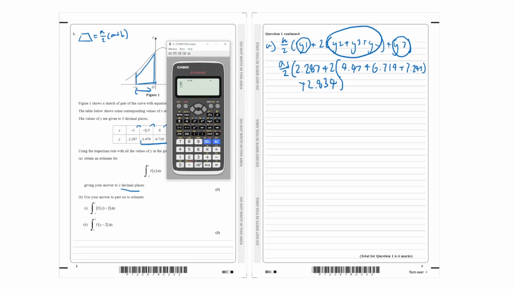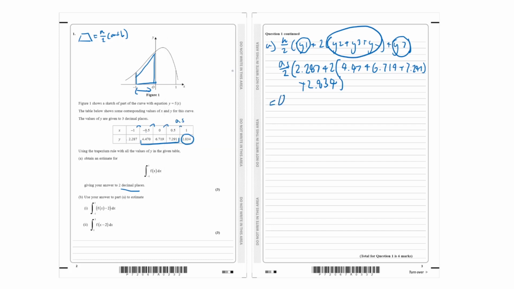We have 0.5 divided by 2 into 2.287 plus 2 into 4.47 plus 6.719 plus 7.291, close the bracket, and we add the final value of 2.834. We get 10.52, and we round to 2 decimal places. So our answer is 10.52.